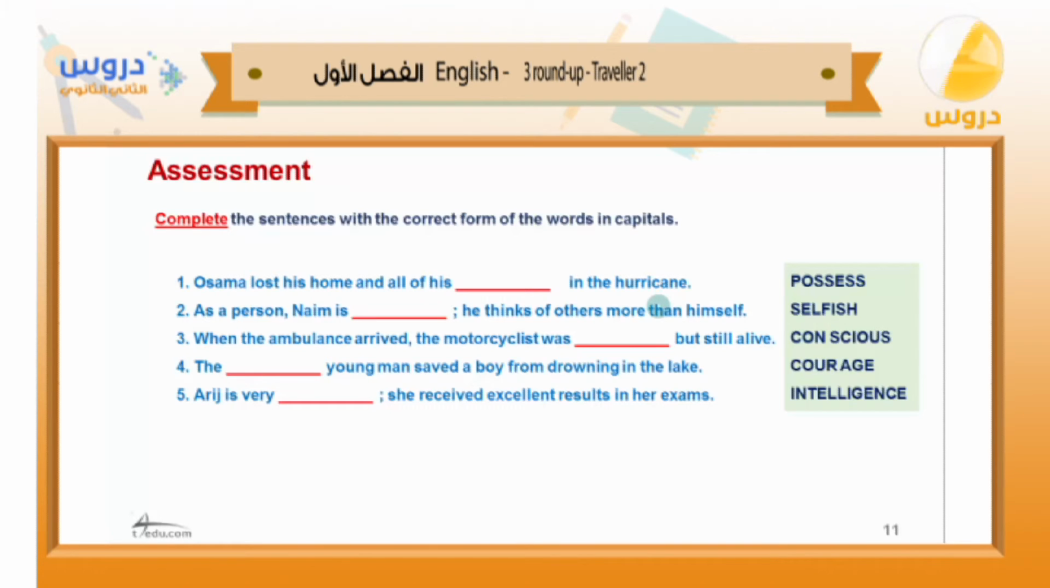But here, Naeem is unselfish. Unselfish. This is the word we put here. So as a person, Naeem is unselfish. Why? Because he thinks of others more than himself.